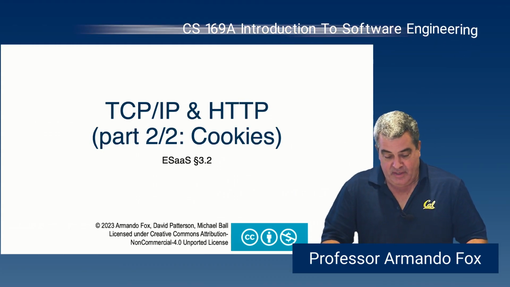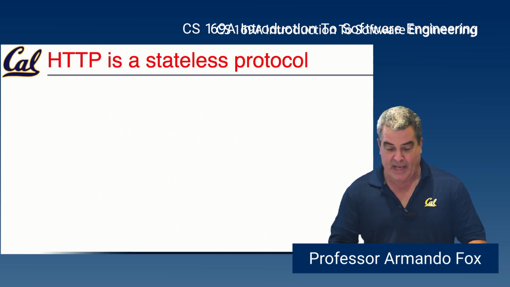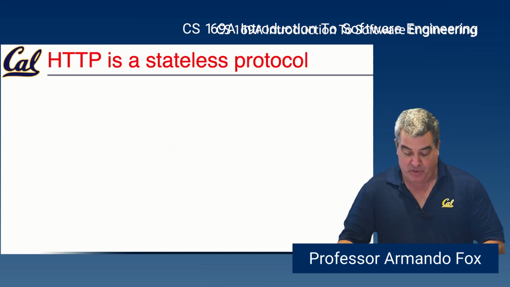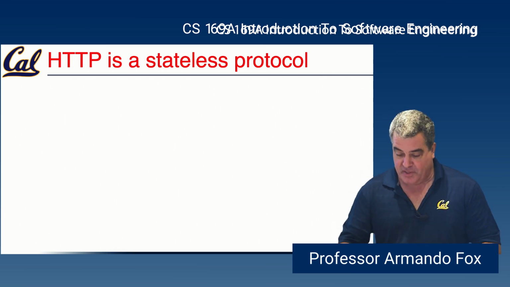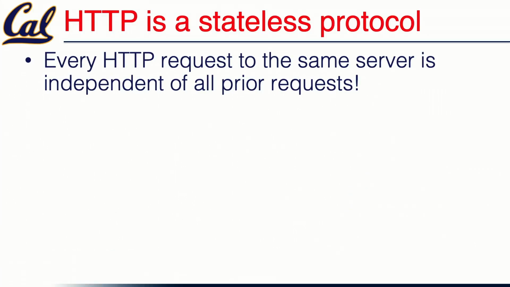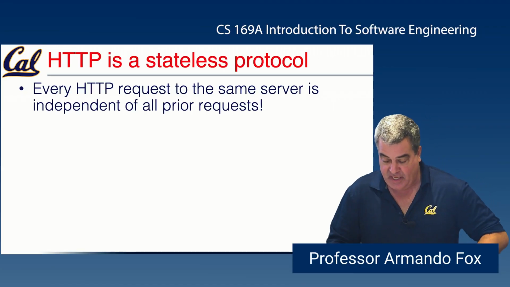Cookies. So the other piece of HTTP that is a really important design decision that turned out to have ramifications, both good and bad, is that it is a stateless protocol. What that means very simply is that every HTTP request is completely independent of every other request, even to the same server. So every time your web browser makes a connection to Google, let's say, or Amazon, it is the same as the first time it ever did it, with one teeny tiny exception.